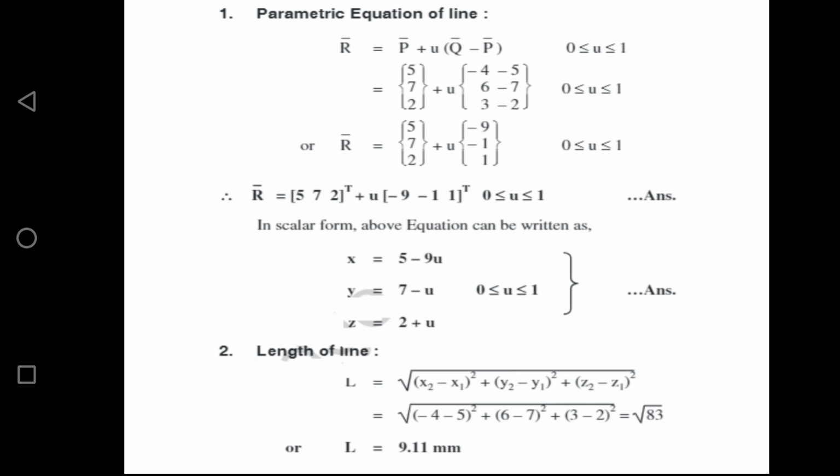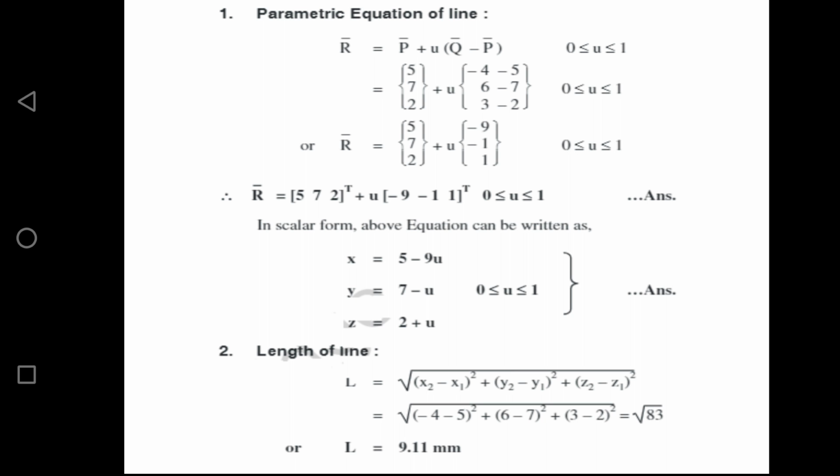So if I want to write it down in a scalar form, my R bar has x, y, z. So x is equal to 5 minus 9u, where 5 is x1 and minus 9 is x2. And y is 7 minus u and z is 2 plus u, where u is multiplied with minus 1 and 1, where u goes from 0 to 1. So now we have the parametric equation of a line, and we also wrote it down in a scalar form. We have to find out the length of the line.